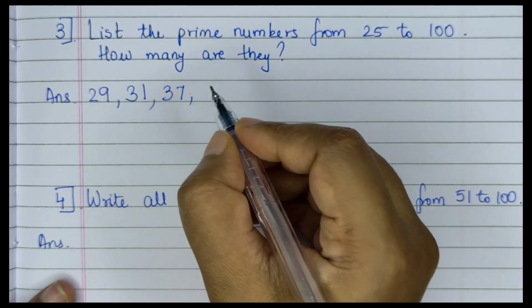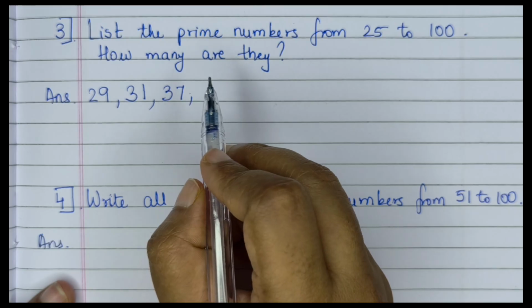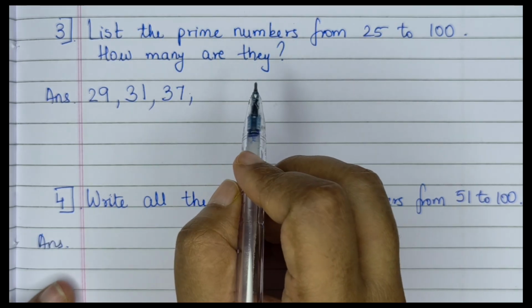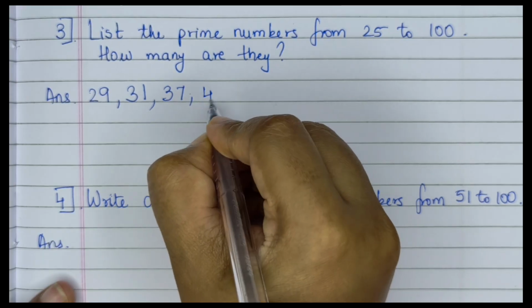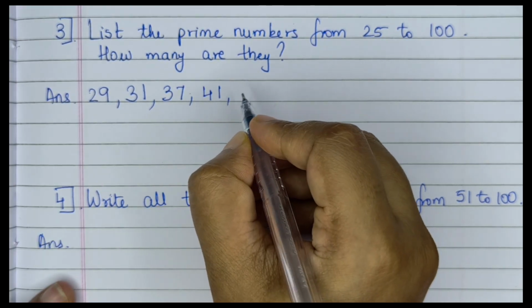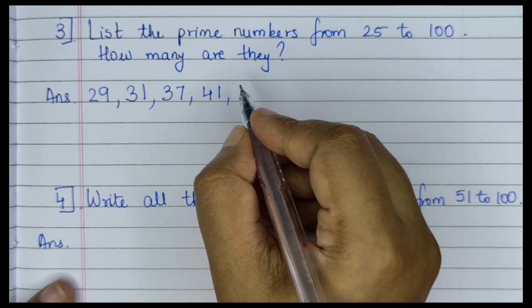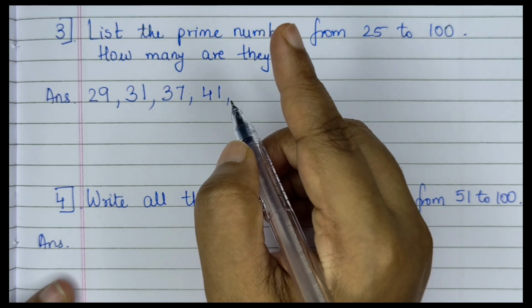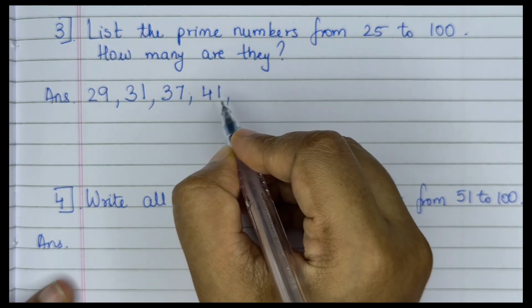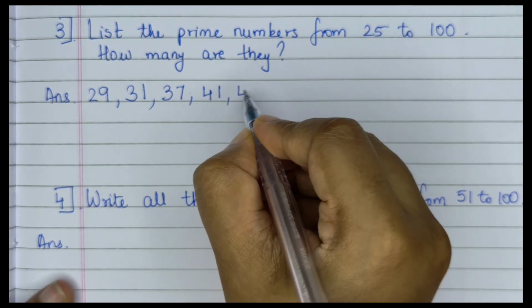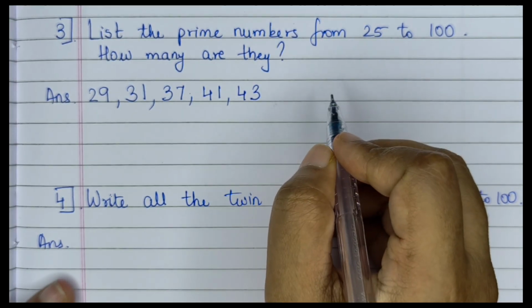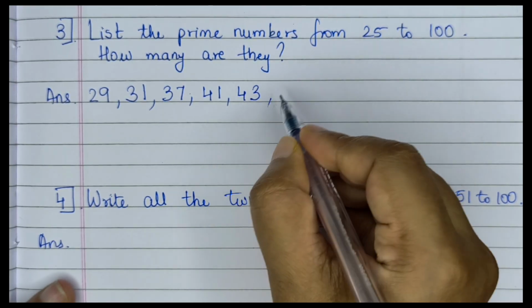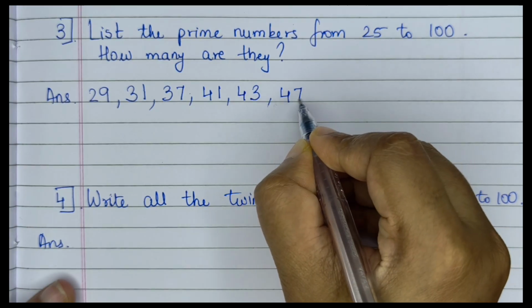Then after 37, 38, 39, 40, these numbers are divisible. And then 41. 41 is also not divisible. So 41. 42 is divisible. Okay, 6 7s are 42. 7 6s are 42. So it is divisible. After 42, we have 43. 43 also is a prime number. 44, 45 are divisible. 46 is also divisible. 47 is not divisible. 47.